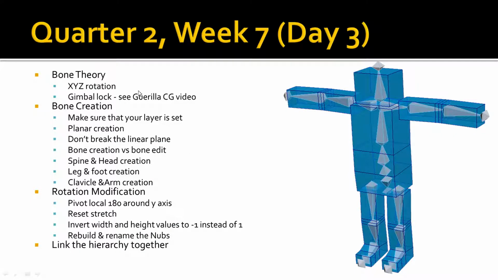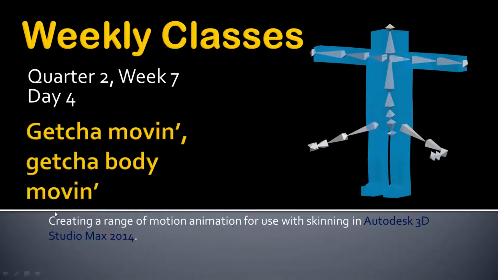And we watched that gorilla video on XYZ rotation, talked about how important it is to make sure that we build our bones so that they rotate and move. Their primary form of rotation is on the Z-axis, which is the final one calculated. So after we rotated everything and we reset the stretch, inverted the widths, we rebuilt and renamed the nubs and linked the hierarchy together. So today we are going to get you moving, get your body moving.